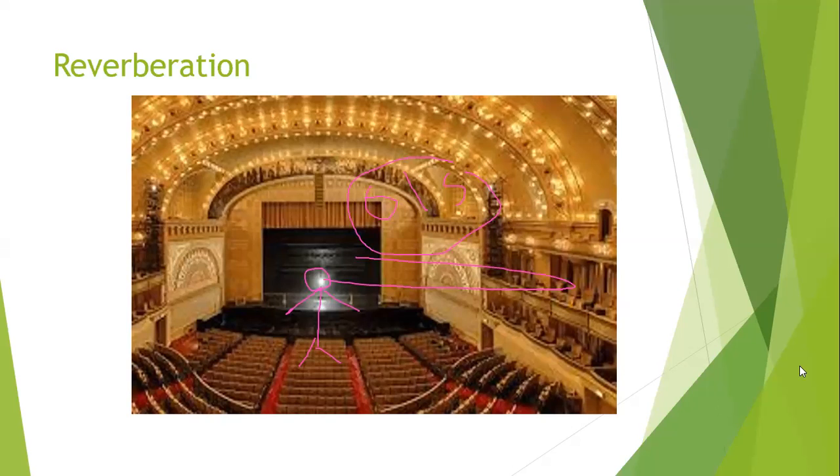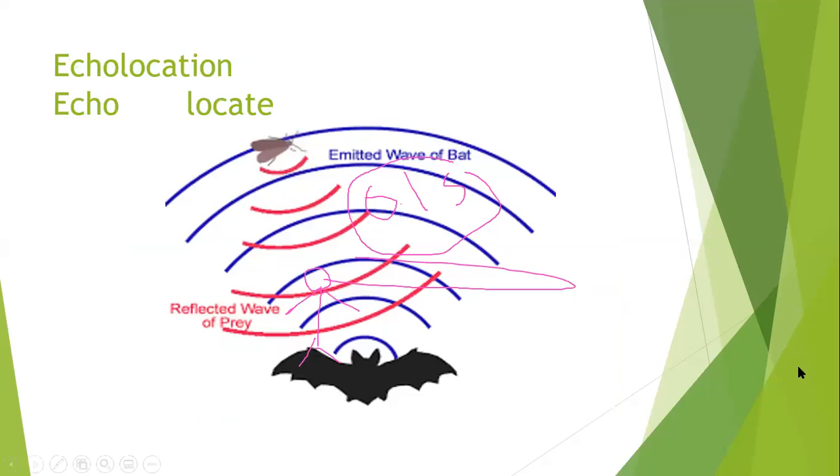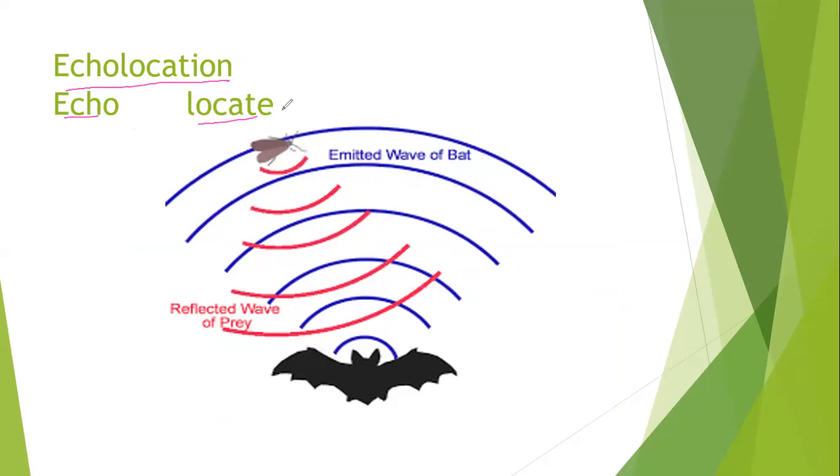Next, we have a topic that is echolocation. What is echolocation? You can divide this into two terms, echo and locate, meaning you are going to locate something with the help of echo. So echolocation means locating something with the help of echo.